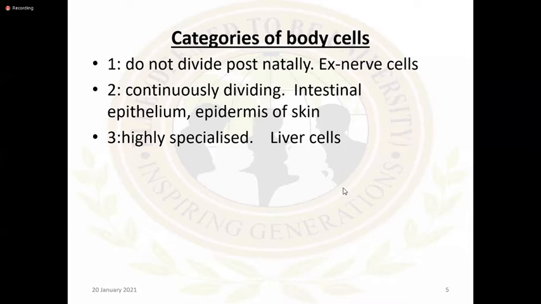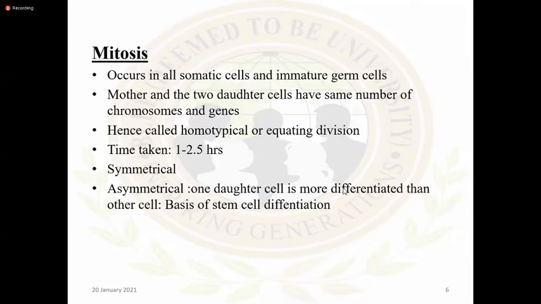So let us start with mitosis. Mitosis occurs in all the somatic cells of the body and also the immature germ cells. Here, the mother and the two daughter cells have the same number of chromosomes as well as the same genes. So there is no shuffling. Whatever the parent cell has, the same genes are transferred to the daughter cells. Hence, it is a homotypical or equating division. The time taken for this is about 1 to sometimes 2.5 hours.